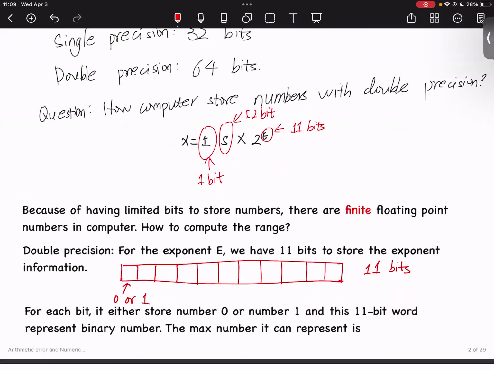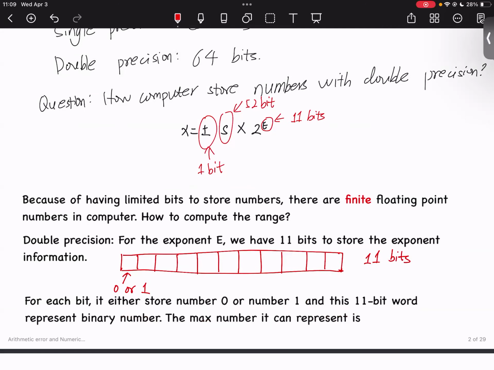Okay, so if you don't have any questions, then let's see the next things. If we have double precisions and we only have 64 bits, this means that there are finite floating point numbers in the computer. So how can we compute the range that the double precisions can represent? Let's see the double precisions. Let's take a look at the exponent first.